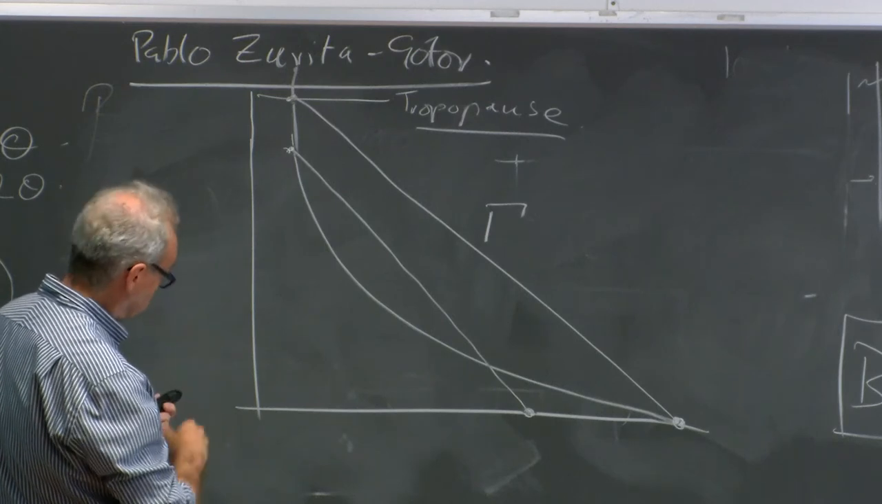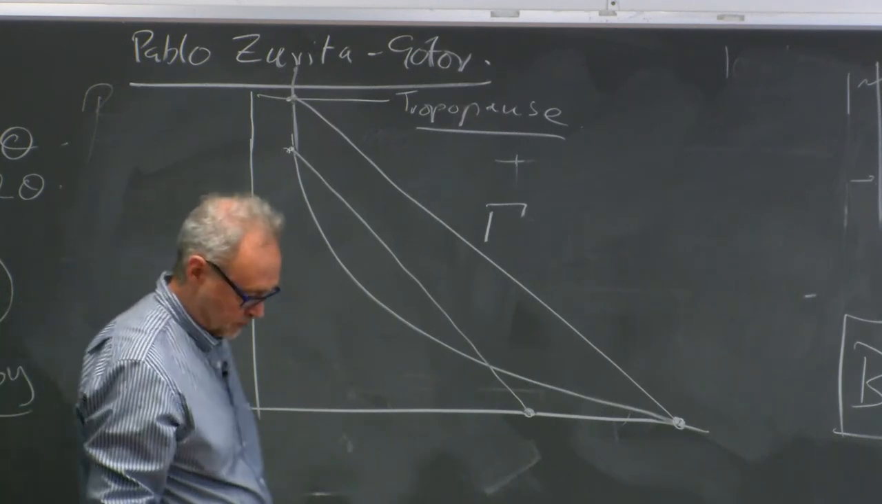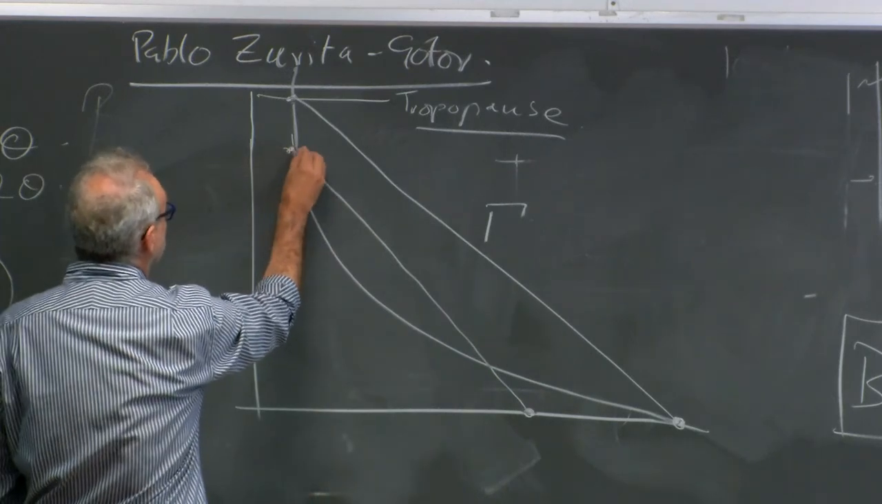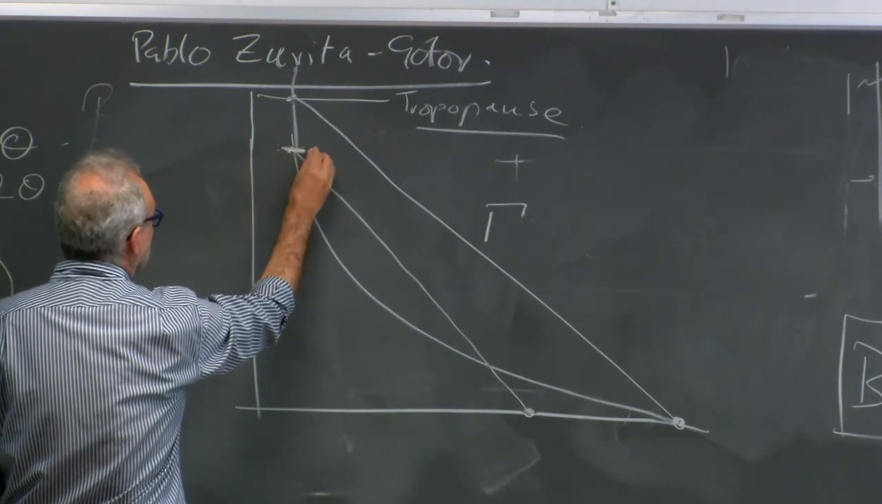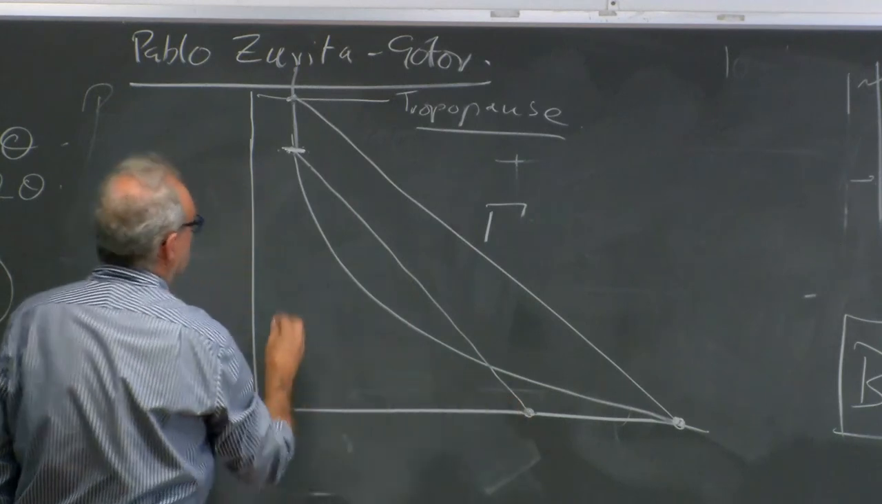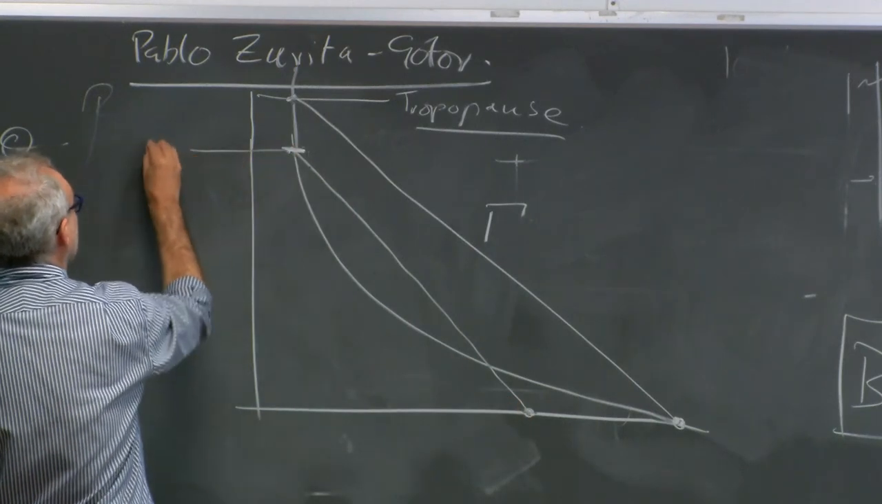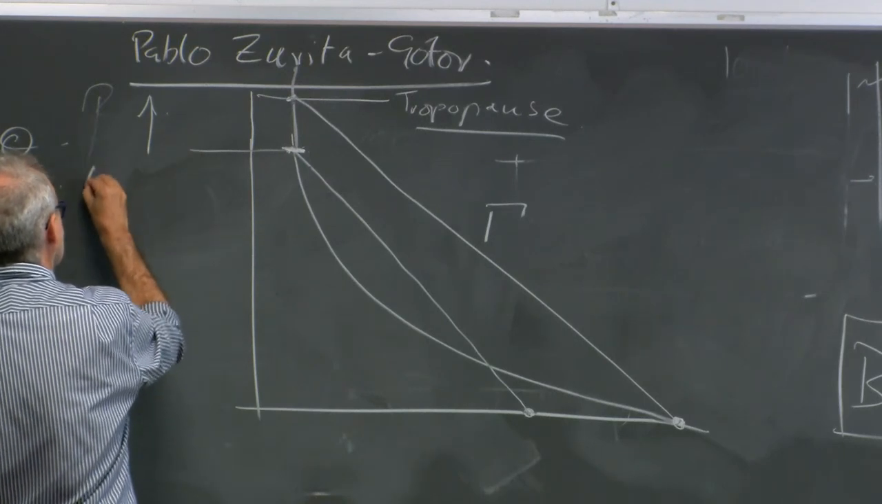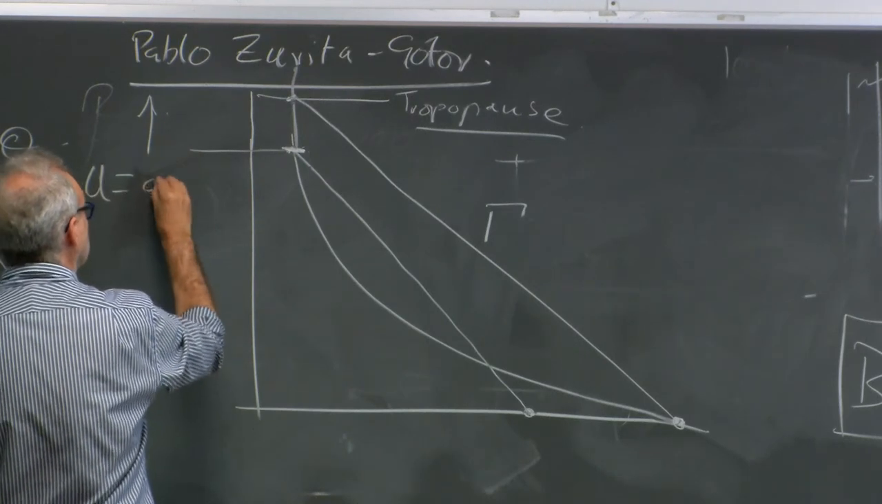Now, what we've done, we've said, if we do this, if we guess this slightly arbitrarily and go up to here, we'll get the outgoing radiation correct. The outgoing radiation U would be sigma T to the fourth.